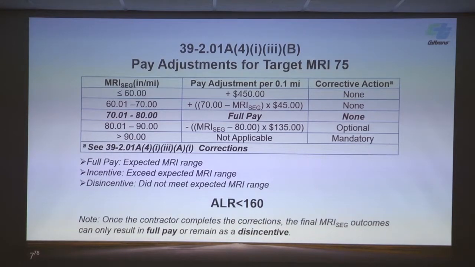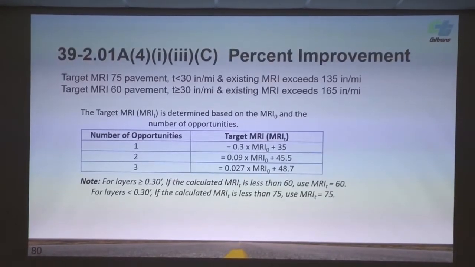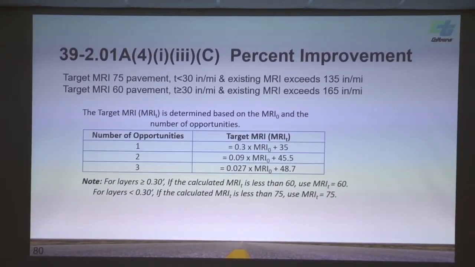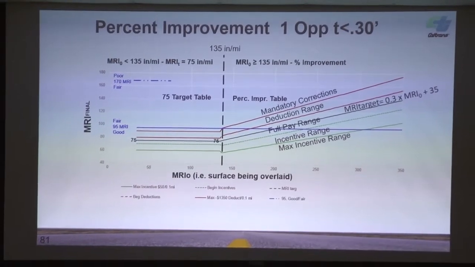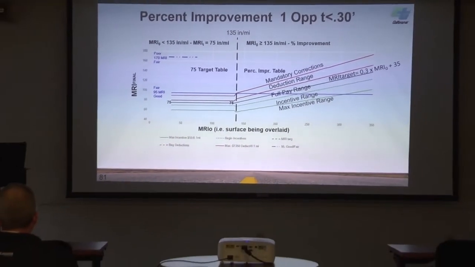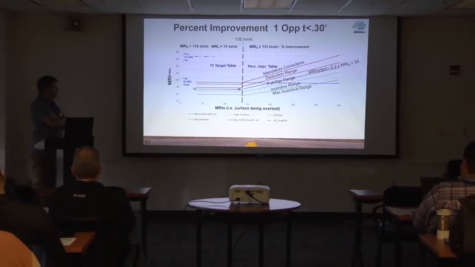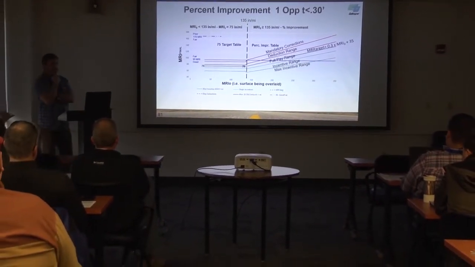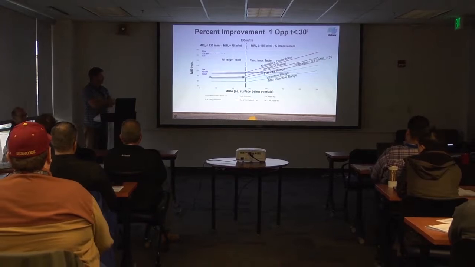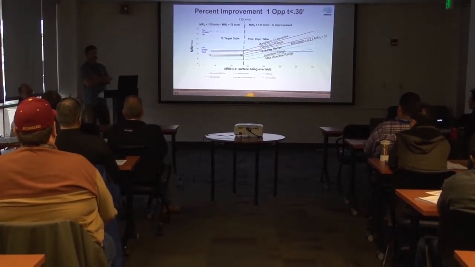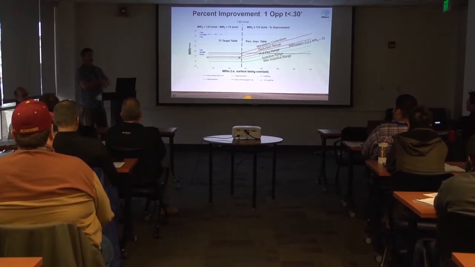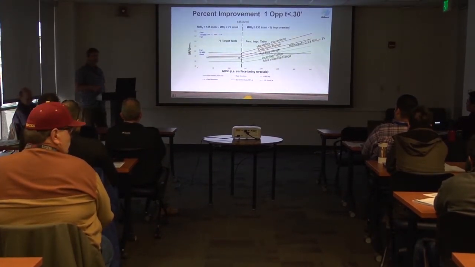No, I think what I meant is what does that entail for the contractor when they're in the mandatory correction? Grinding. Grinding to get down to the acceptable limit. So if I paved it and I got a 95, and my existing MRI was below 135, so I'm not in that percent improvement range, I'm in the hard target 75 range, and I paved it to a 95, I have no choice. As an RE, I have to tell him he needs to bring it down, and it's a mandatory correction.